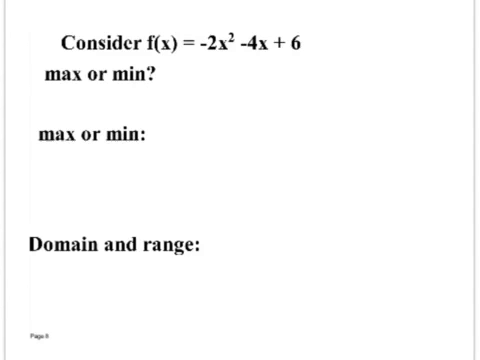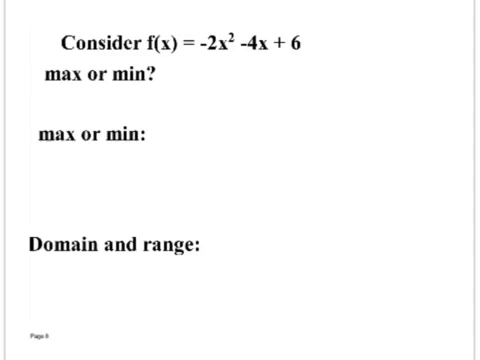It'll give you this. It'll say consider a function. This is f of x equals -2x squared minus 4x plus 6. You need to know, is it going to have a maximum or a minimum? What is the maximum? And it also asks you to find the domain and range.